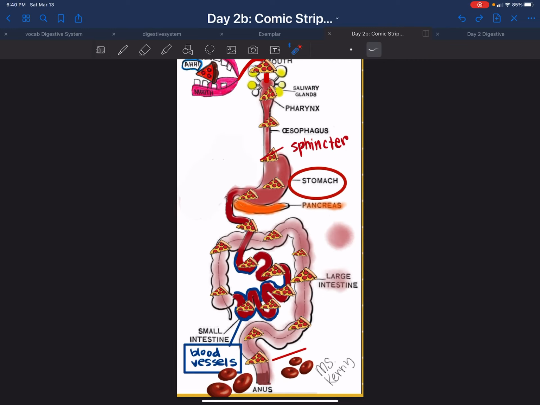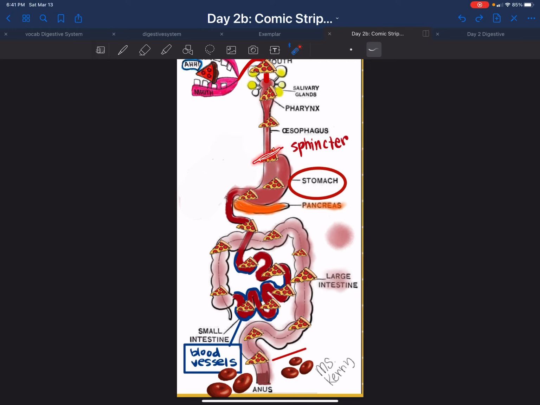All right, here we go. Here we see our pizza. This is just a graphic organizer that's all pretty, and it shows you where we've been and where we're going. So it goes in our mouth, and it starts to break down. Then it goes to our pharynx, into our esophagus, and then it's contracting all the way down.